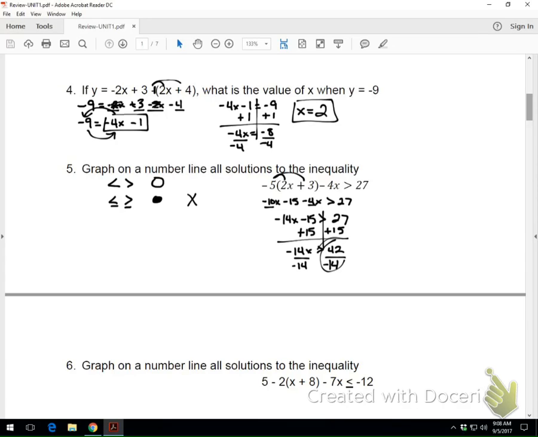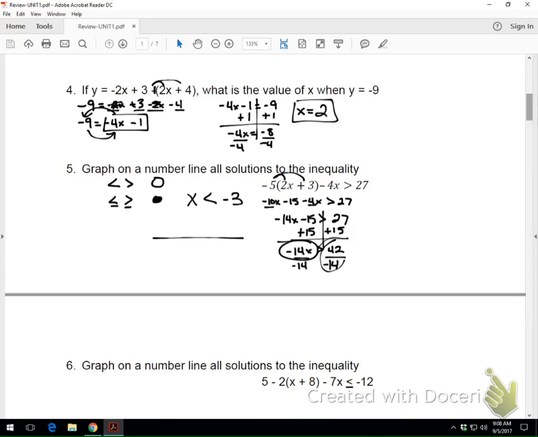What's 42 divided by negative 14? Negative 3. Now, since that number in front of x is negative, what do I do to my sign? Flip it so it becomes less than.